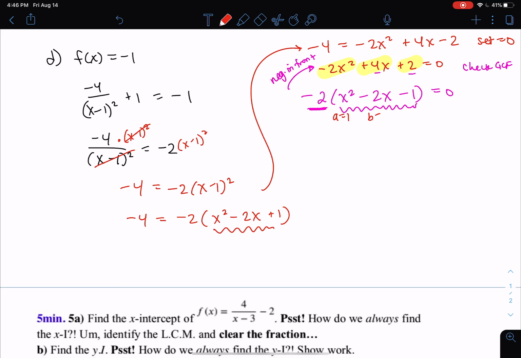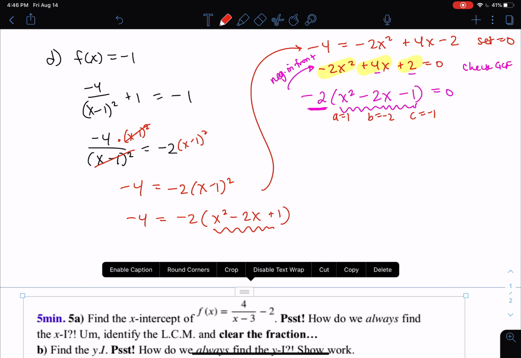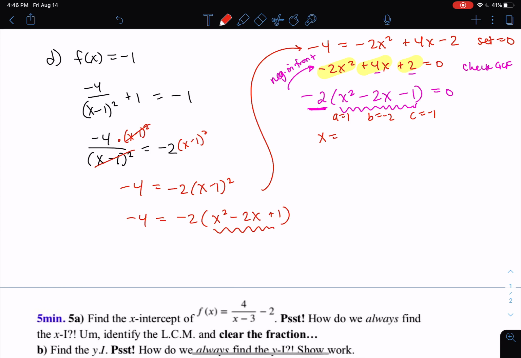So a equals 1, b equals -2, c equals -1, and the quadratic formula says that x equals -b, so that'll be negative b is going to be +2, plus or minus the square root of b squared minus 4 times a times c all over 2 times a.